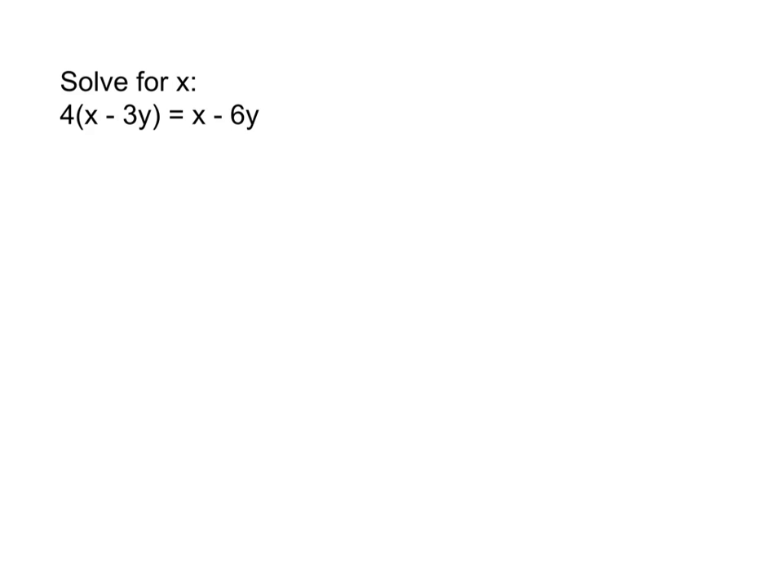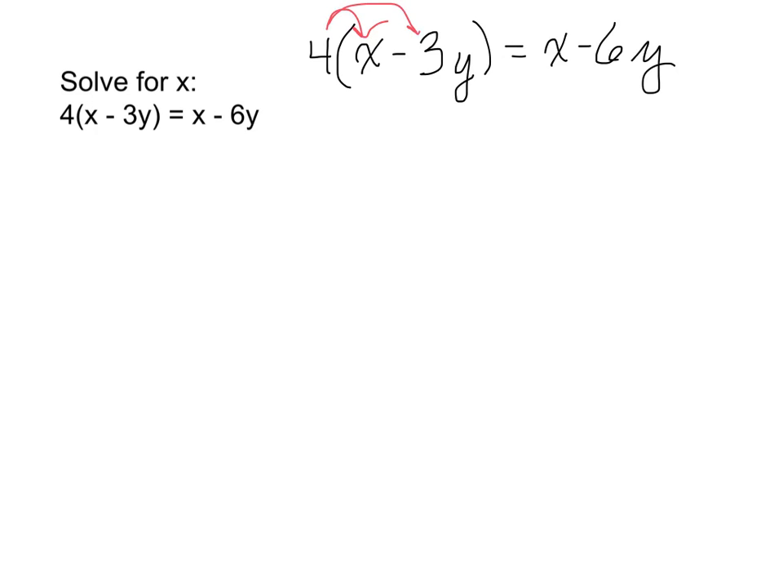In our last example, we're asked to solve for x again. If you notice, we have x and y on both sides of the equation. We also have parentheses, which means we need to use the distributive property. The first thing we want to distribute is the 4 to everything inside of the parentheses. So I want to multiply 4 to x and 4 to negative 3y. This gives me 4x minus 12y equals x minus 6y.